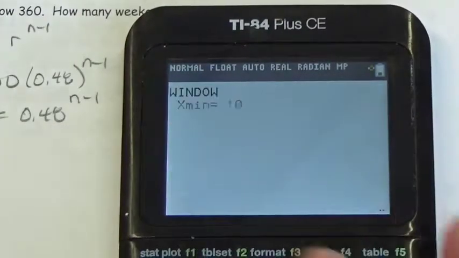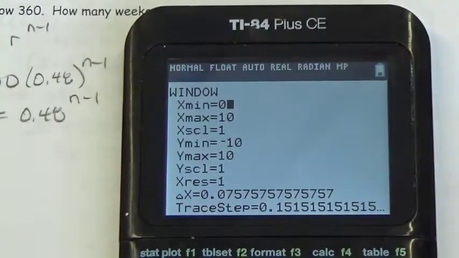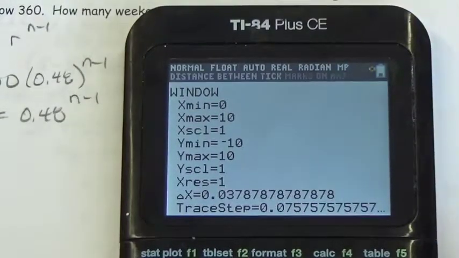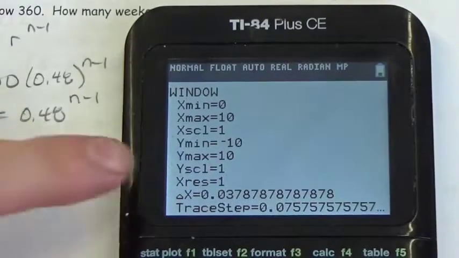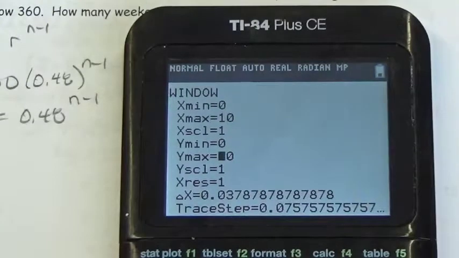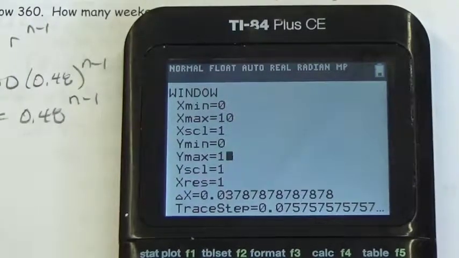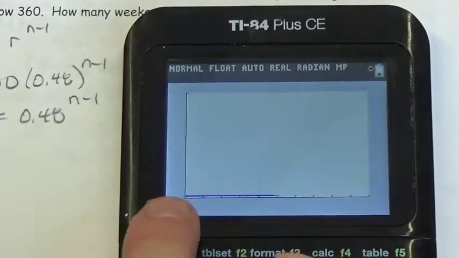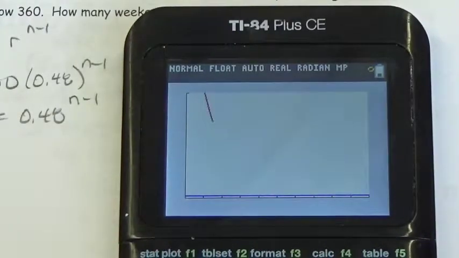Now, when I go to my window, I don't need negative values for x. I need positive values for x. I don't know how far it's going to go, but I also know that I need positive values for y. But I'm dealing with really small values of y here, so I'm going to put that as 1, and that's probably even going to be way too high. Let's just take a look and see what I get there. Look at that, way down at the bottom there. But there comes my graph.